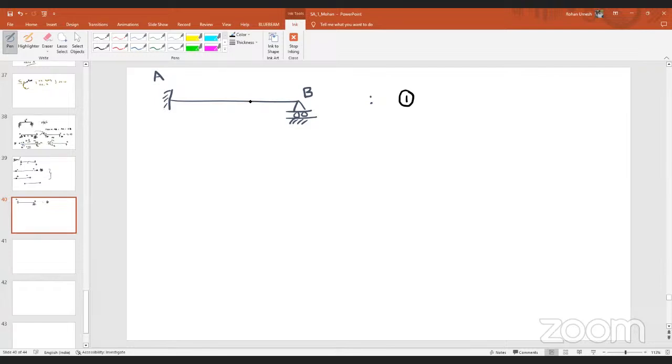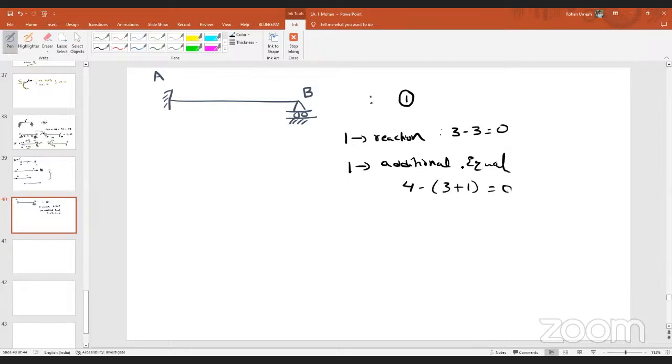Any other possible ways to make it determinate? Either you have to decrease one reaction or I can create one additional equation. In both cases, it will be determinate, isn't it? If I decrease one reaction, unknown forces will be 2, equilibrium equations 3. If I increase one additional equation, that means 3 plus 1. So here, let us say that I am considering the hinge at point C.